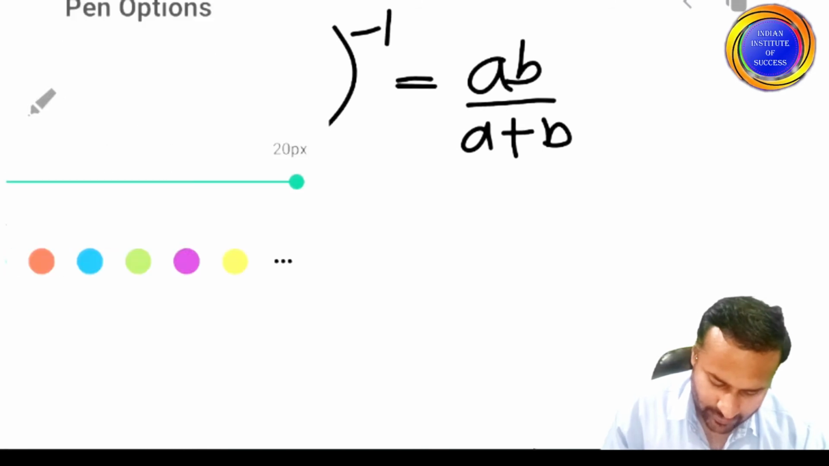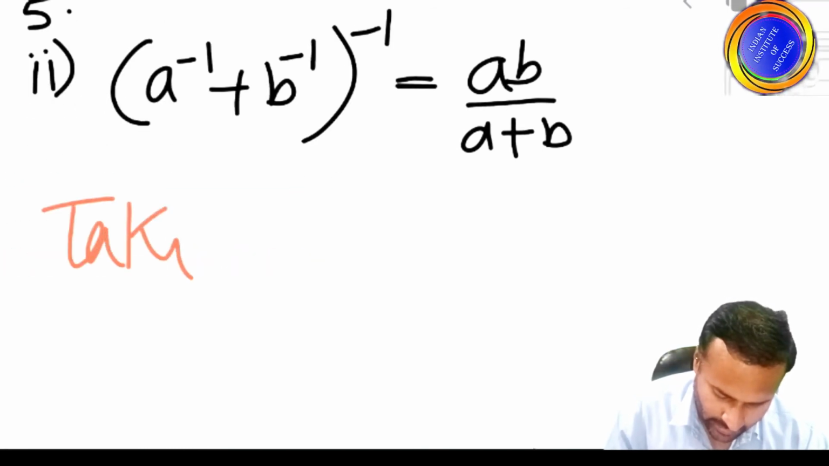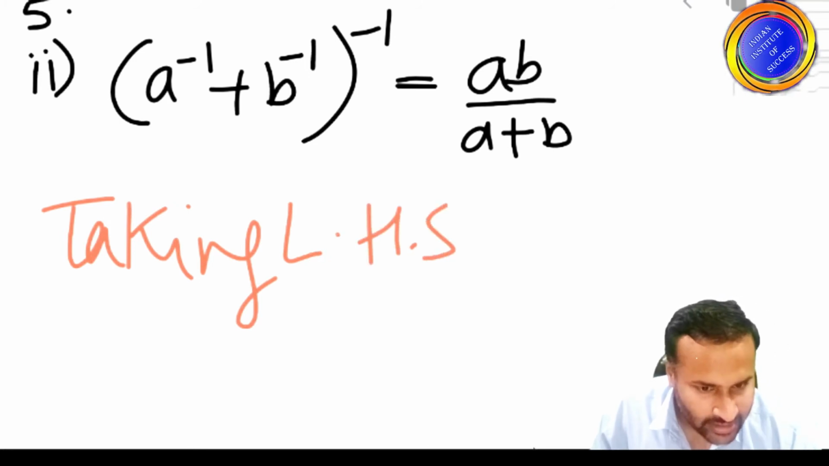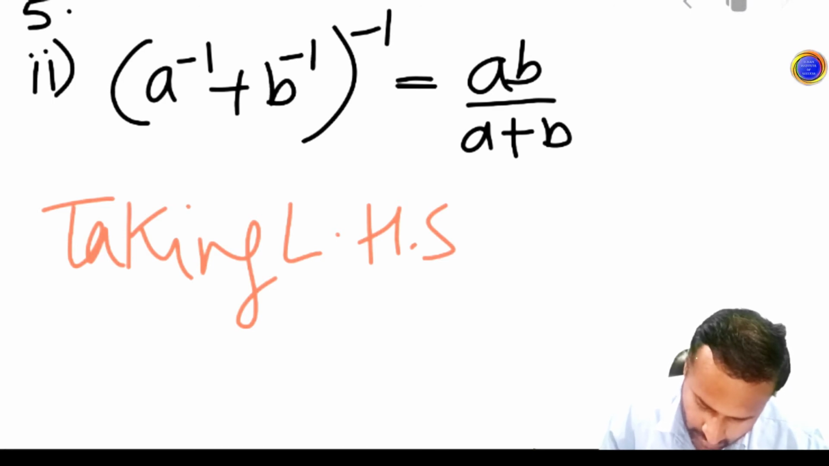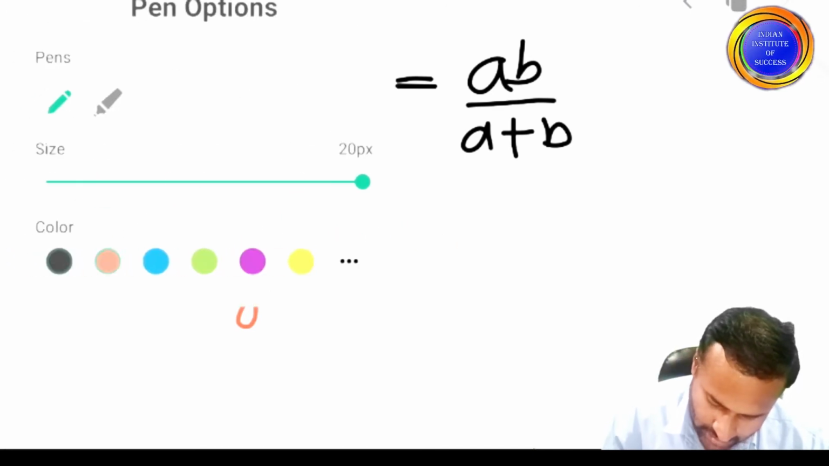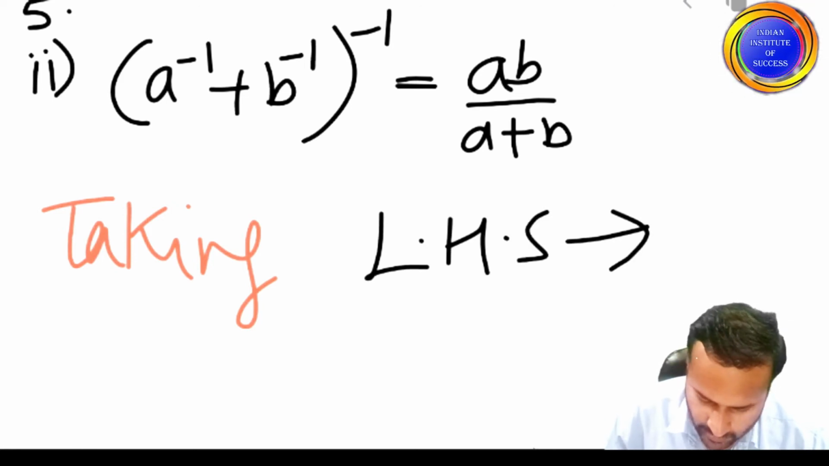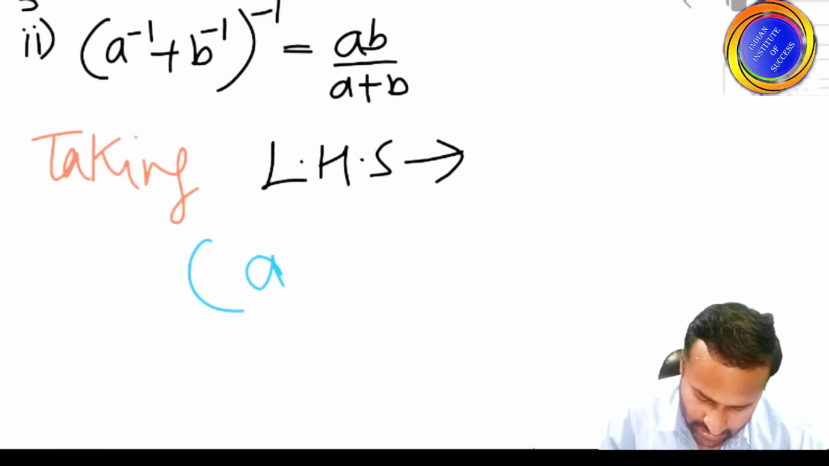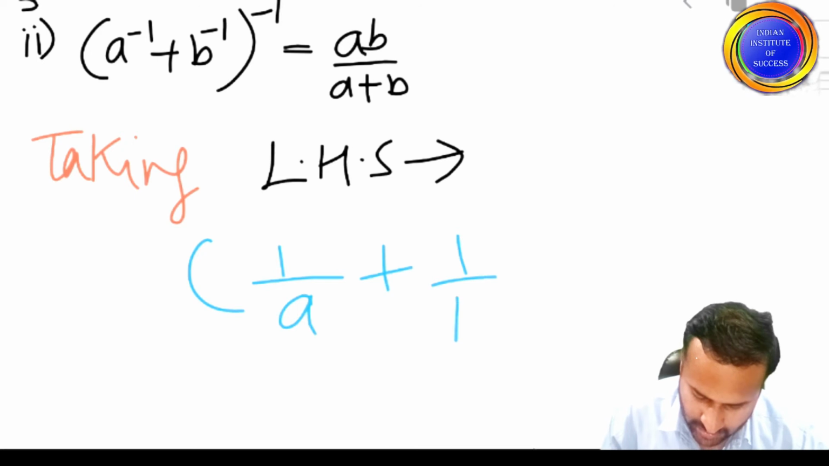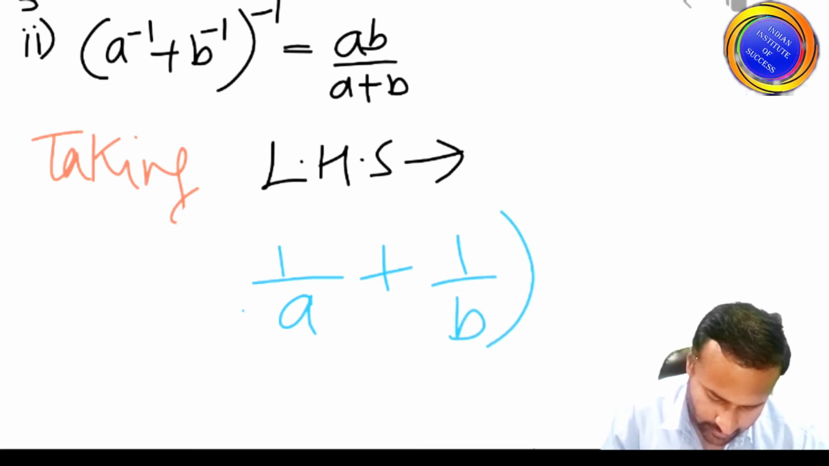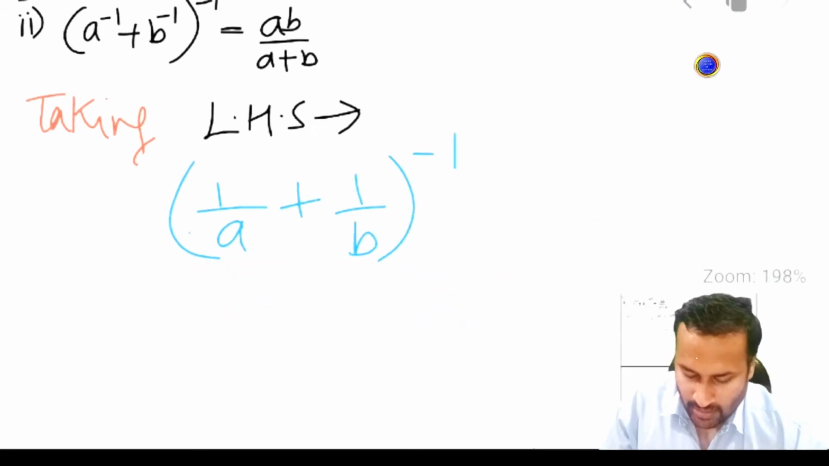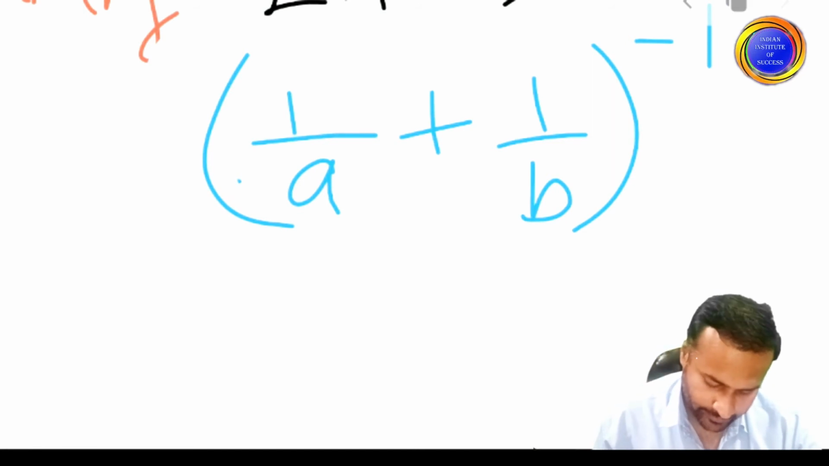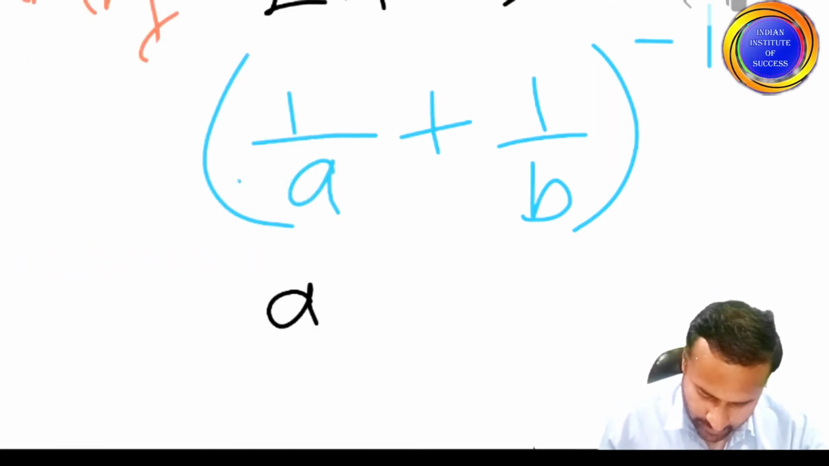Taking LHS, you can write it directly also, don't worry about anything. It will become like this: a raised to power minus 1 means 1 upon a, plus 1 upon b, whole raised to power minus 1. So when we have a power of minus 1, it means we have to take the reciprocal of the fraction.